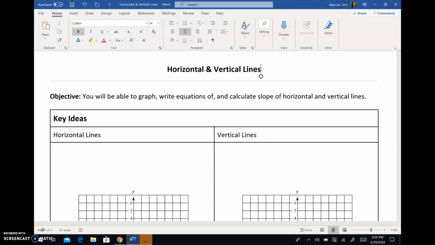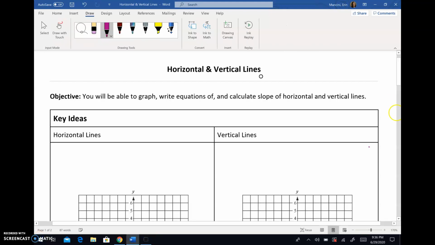Hi everyone. In this video, we're going to extend our knowledge of lines to talk specifically about horizontal and vertical lines instead of just diagonal. So by the end of this, we should be able to graph those, write equations of them, and talk about the slope for both horizontal and vertical lines.